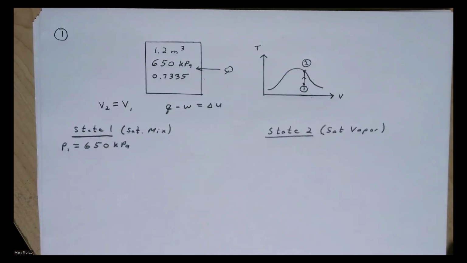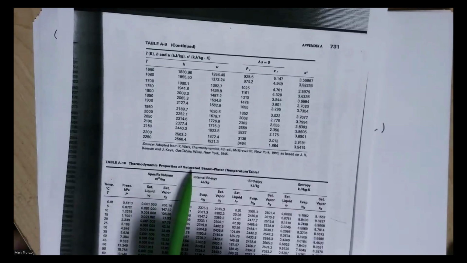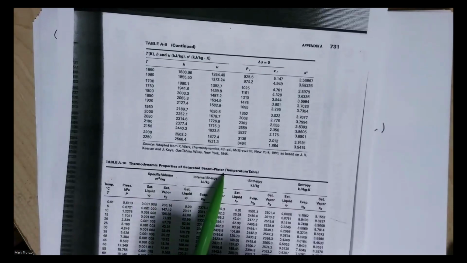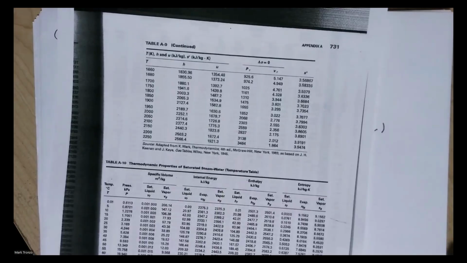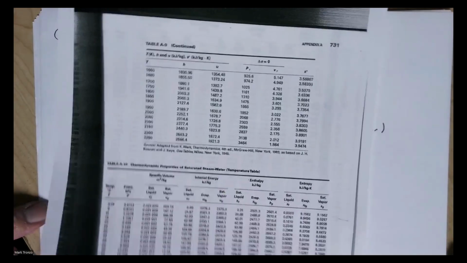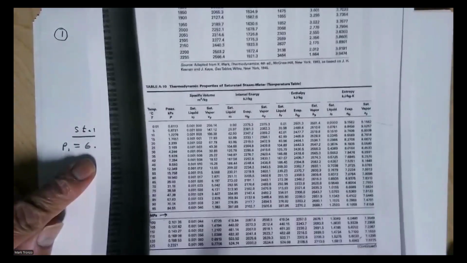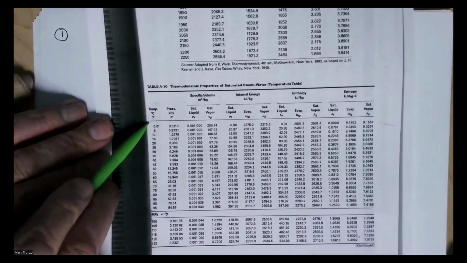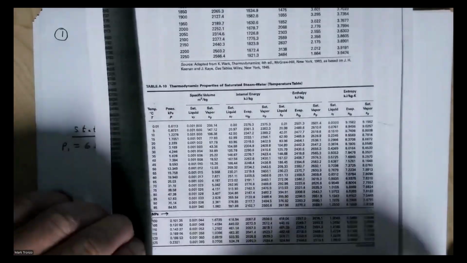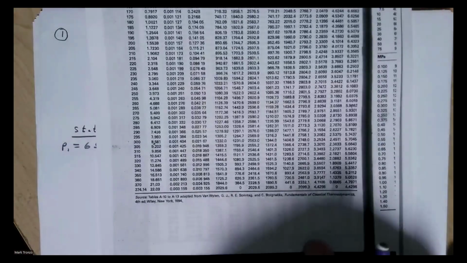So again, we know we have a saturated mixture. So we want to look in the saturated steam water table in whatever book you might have. Look that up and look up this pressure. Now, this particular table has the temperatures first. So we probably should go to a table that has the pressure first.